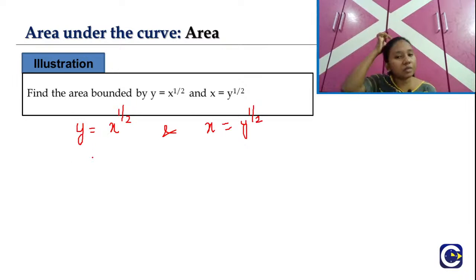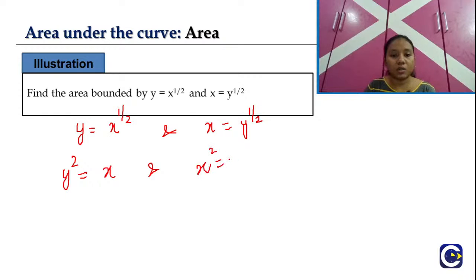So let's see. So here there is a square root. To eliminate the square root, we can square it on both sides, which will turn out to be y square equal to x and x square equal to y. So this is one parabola and this is the other.